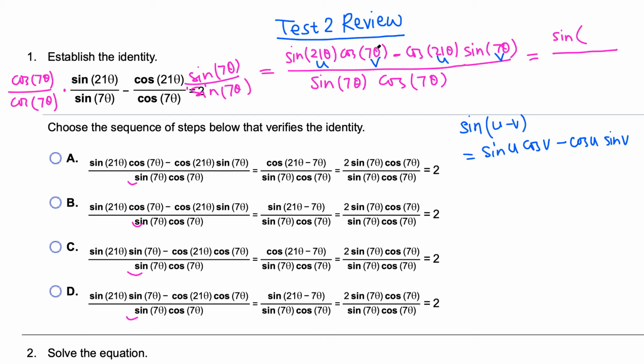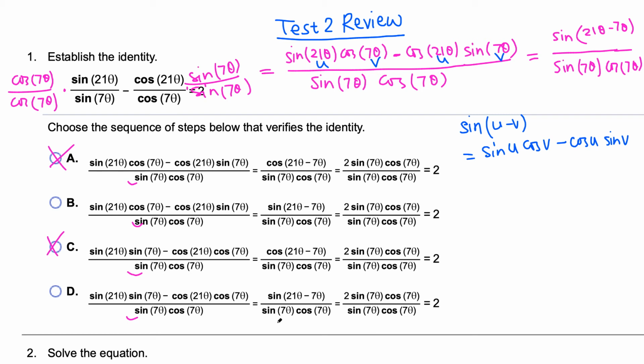Okay, 21 theta minus 7 theta, which is 14 theta, over sine 7 theta cosine 7 theta. If we look here, we need to have sine 21 theta, so this one is cosine, so this is not the choice. Sine here, it could be cosine, this is not the choice. Sine, yeah, this could be.